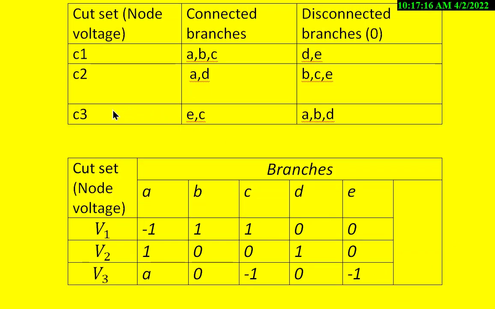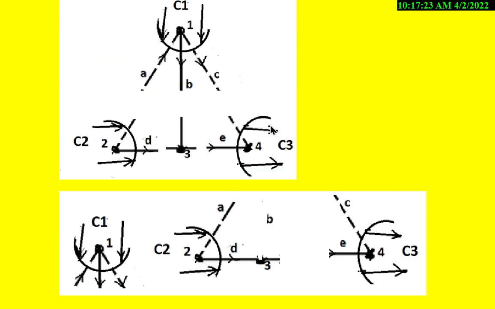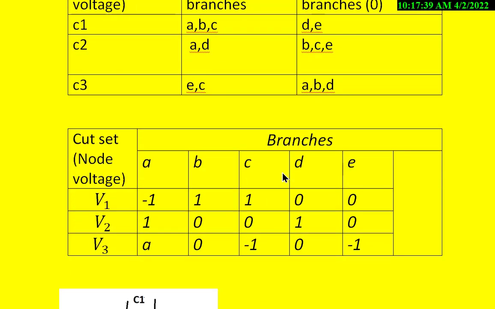Similarly, for cut set 3, the elements connected are E and C. Both these elements' current directions are towards node 4, so they get the minus sign whereas the rest of the elements will get 0. E and C for cut set 3, its node voltage is V3.